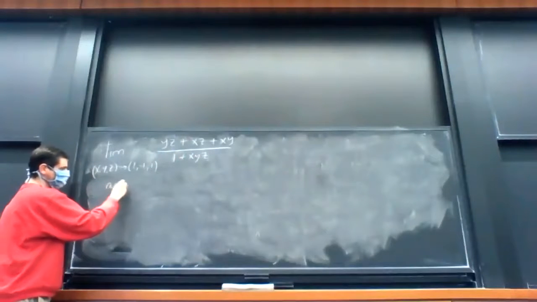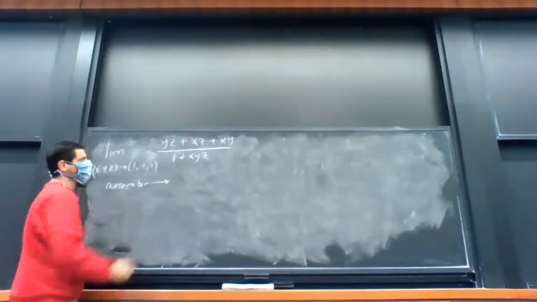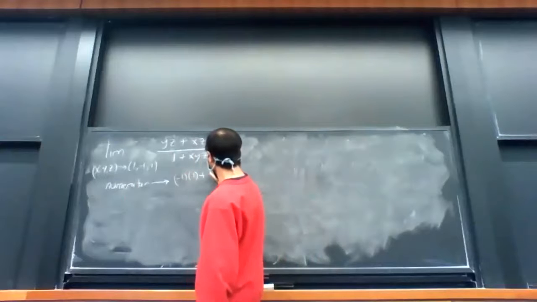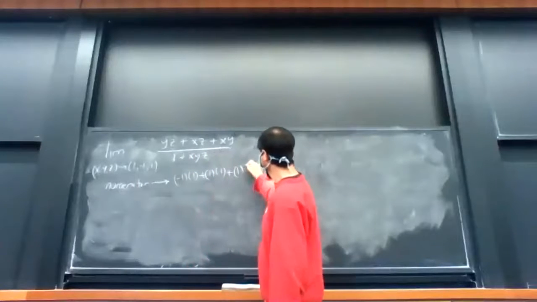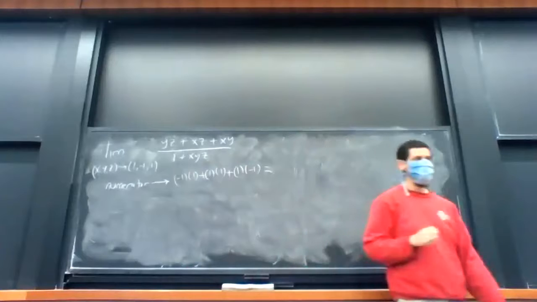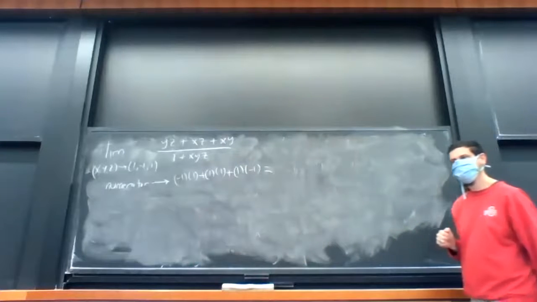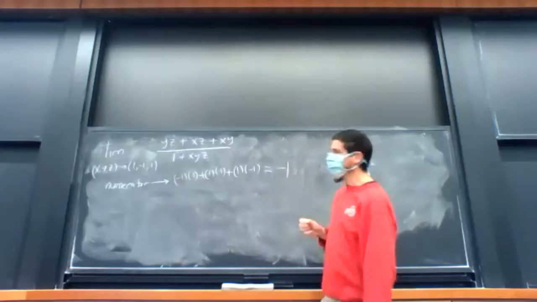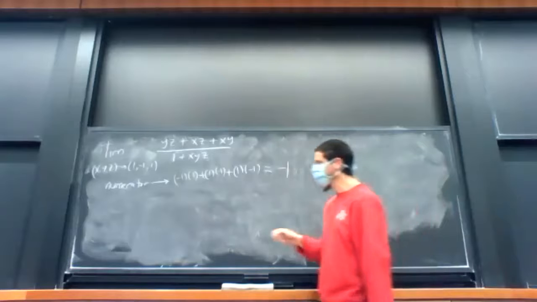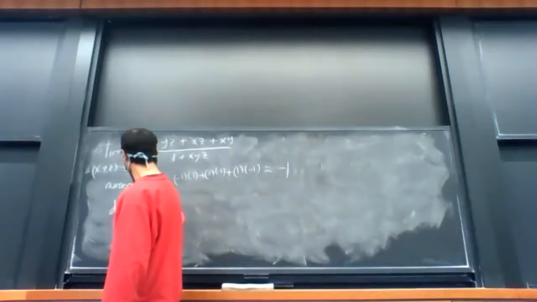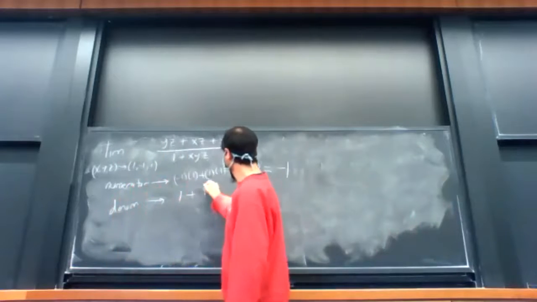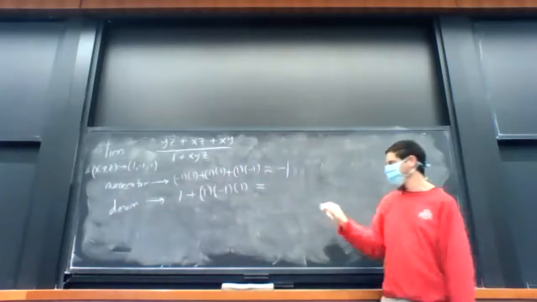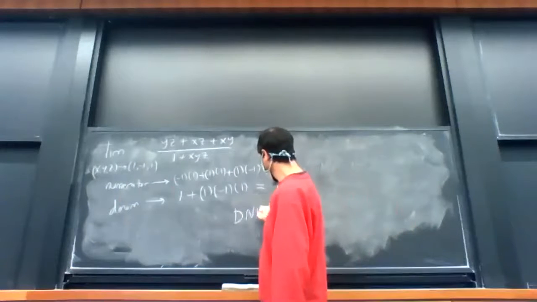So the numerator, well, if we go to the point (1, -1, 1), the numerator goes to -1 times 1 plus 1 times 1 plus 1 times -1. So what does the numerator go to? All right, numerator, behave, good job. Denominator, let's see how the denominator is doing. The denominator is going to go to 1 plus 1 times -1 times 1, which is 0. So this is a DNE, does not exist.